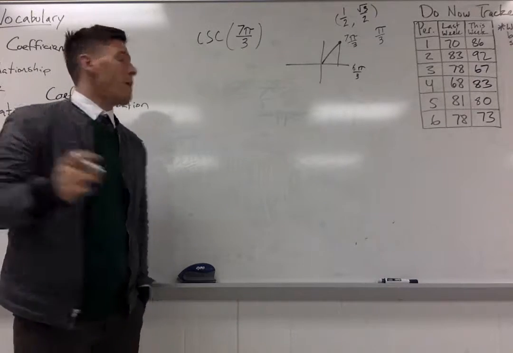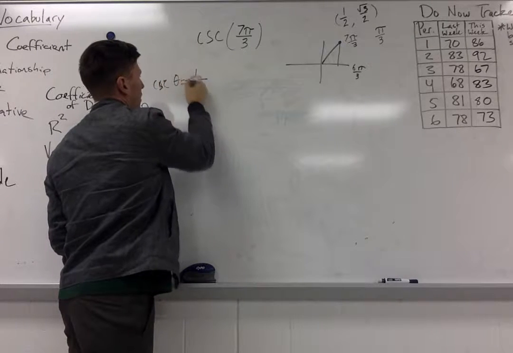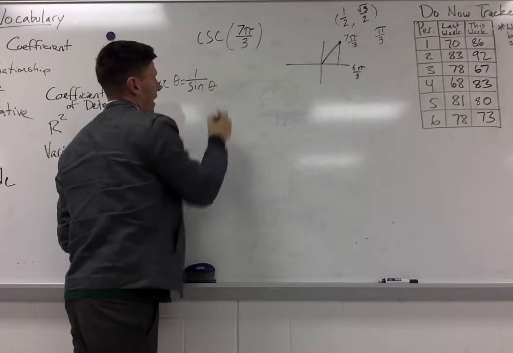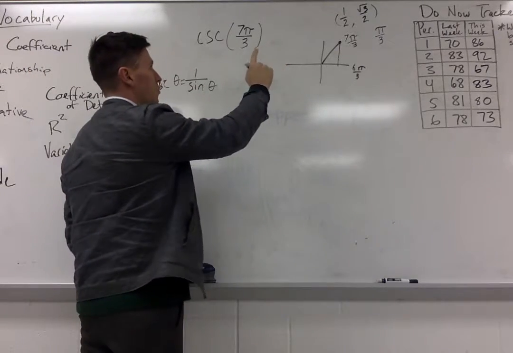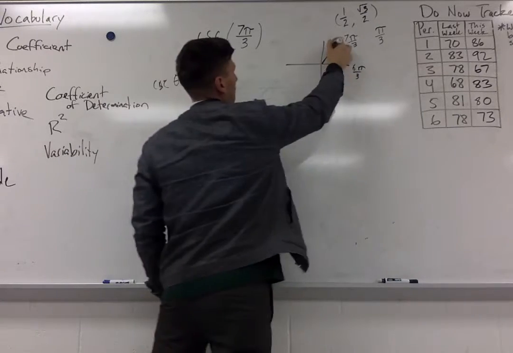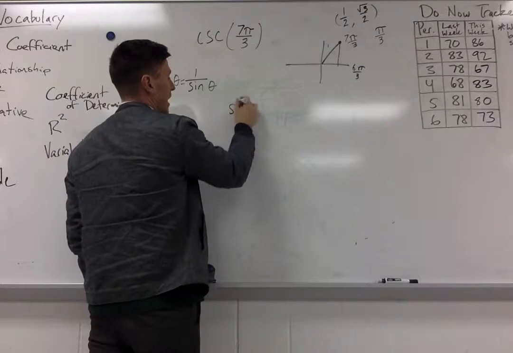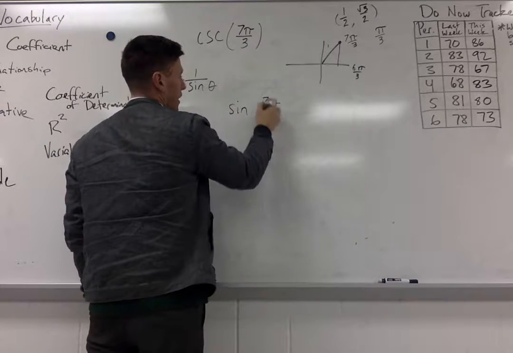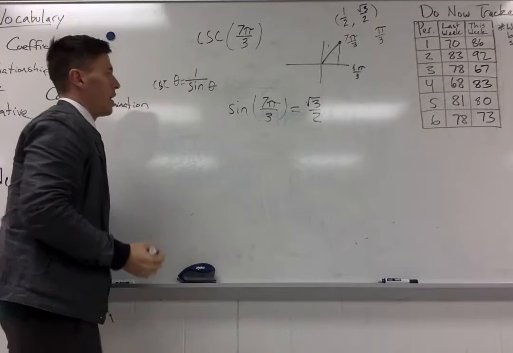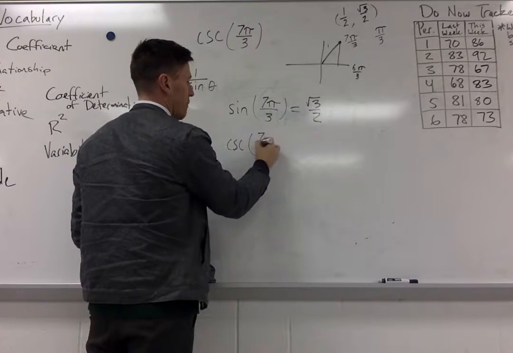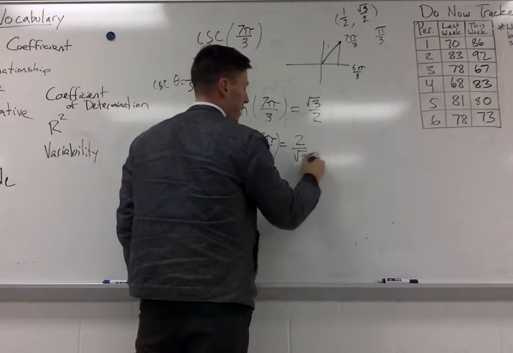Cosecant, if you remember, is 1 over the sine of that angle. So if I find the sine of this, then I can just flip it and I'll have my answer. Sine is going to be the opposite over the hypotenuse. We know that the hypotenuse is 1. Opposite is that bigger side, rad 3 over 2. So if the sine of 7 pi over 3 is rad 3 over 2, well then the cosecant of that same angle is going to be 2 over rad 3.